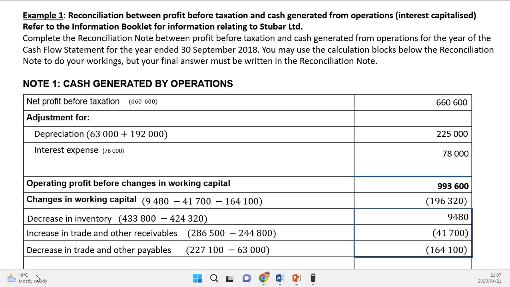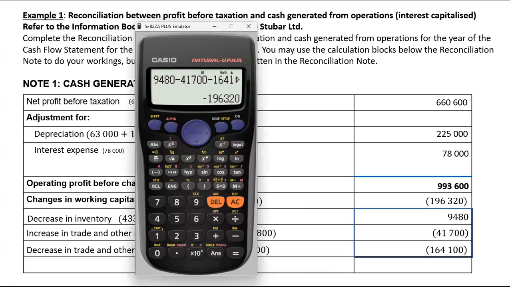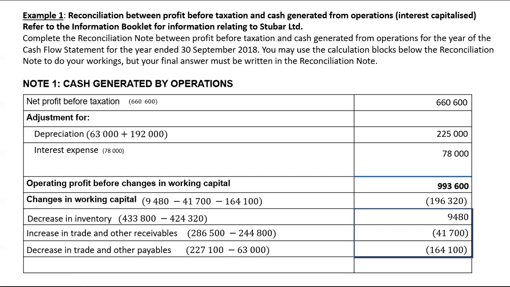Now take that 993,600 and minus this 196,320. So you will simply take 993,600 minus 196,320, equal. So you'll have a cash inflow, which is cash generated from operations of 797,280.